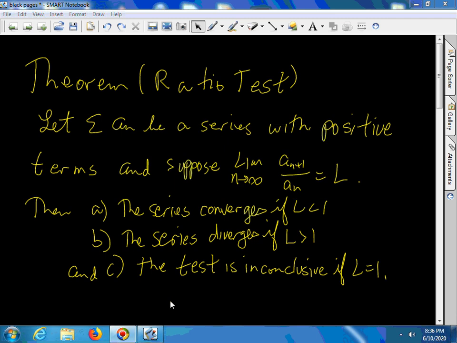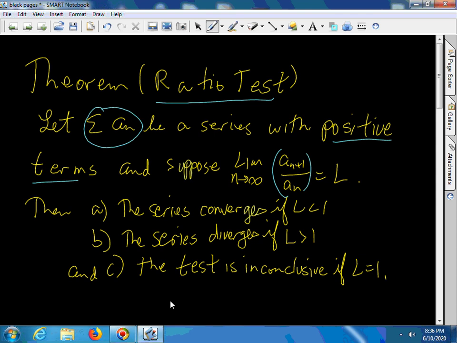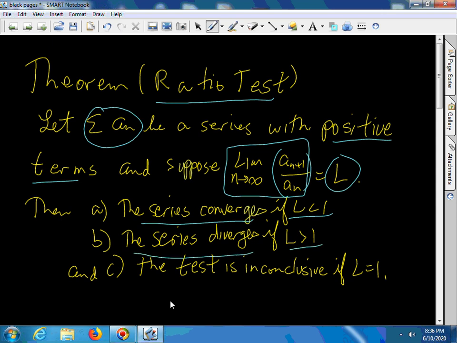In this video, we're going to prove the famous ratio test, which basically says that if you have any series with just positive terms and the limit of the ratio a sub n plus 1 over a sub n is equal to L, then if L is less than 1, that is, if this limit is less than 1, the series converges. If L is bigger than 1, the series diverges.